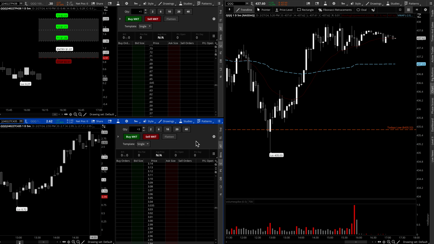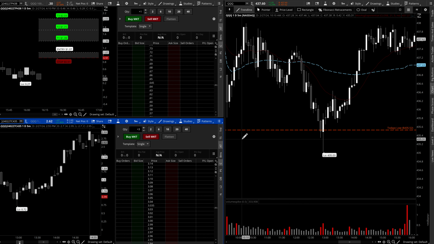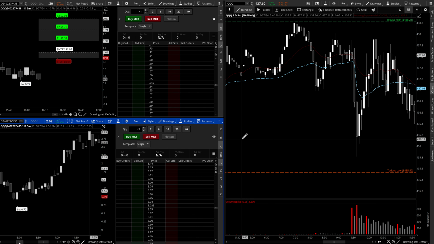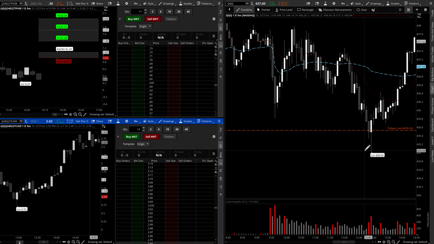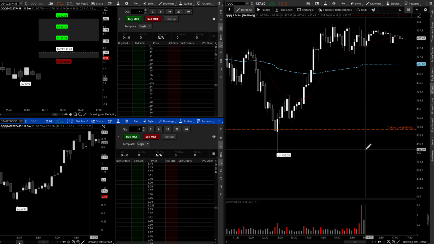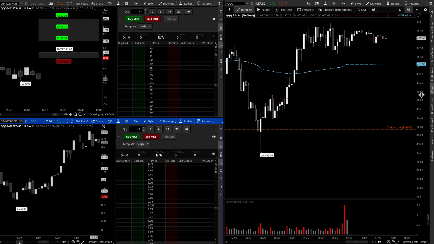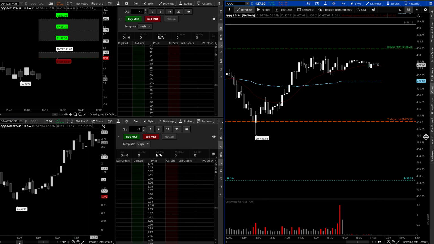So let's see. Anything else? I think that's basically it. But basically what I look for is just reversal patterns, bounces, rejects on options. I don't typically like to do breakouts with options. It's just not my thing. If I'm going to do a breakout, I'll do it on futures.